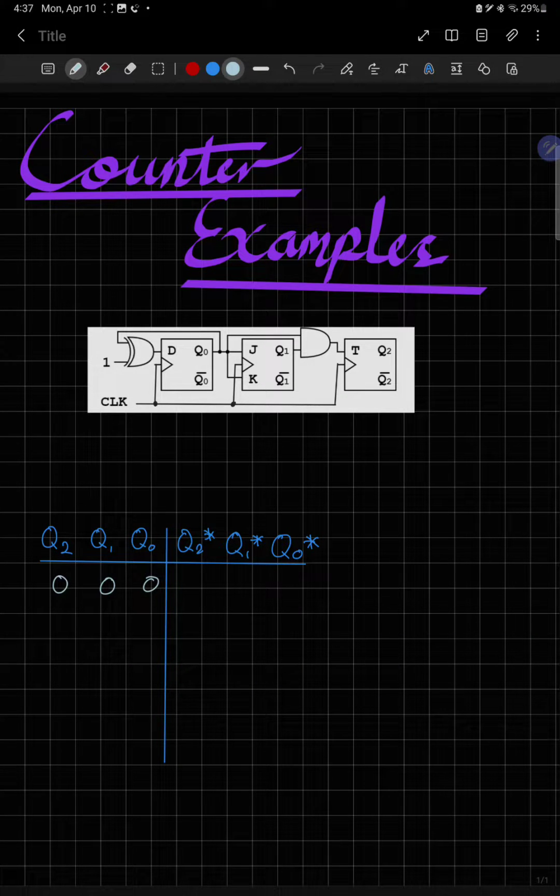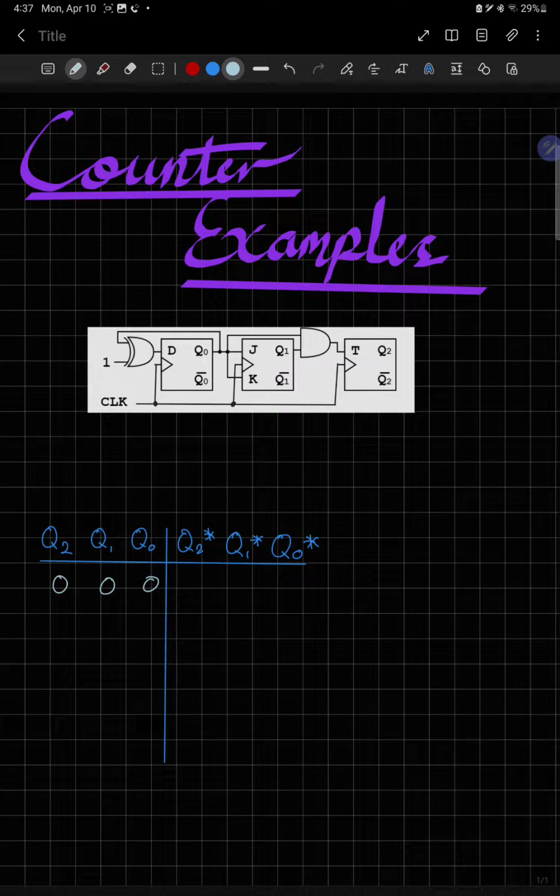Hello, in this question, I wanted to give you guys ideas about some of the misconceptions you might have in counter questions. So, for example, let's look at this question from homework. One of the first questions was how many bits does this counter count?